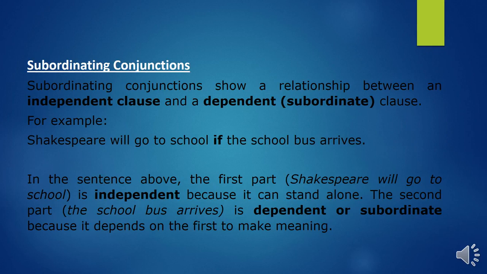So let's look at the example given. "Shakespeare will go to school." This is an independent sentence; it stands on its own. Now let's look at the other side: "if the school bus arrives." This sentence doesn't give a clear meaning. It has to depend on "Shakespeare will go to school" in order to get the meaning. So in grammar, such sentences are called dependent sentences or dependent clauses, because they depend on other sentences to get their meaning.